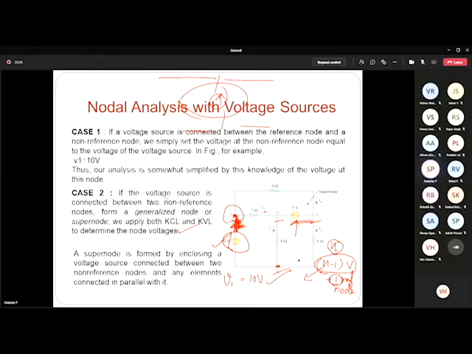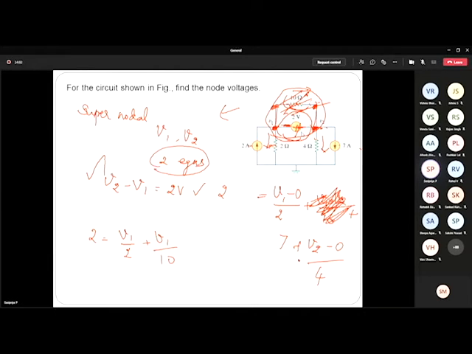The voltage sources connected between the two non-reference nodes form a generalized node. We apply both KCL and KVL, enclosing the voltage source connected between two nodes and any elements connected in parallel with it. So the super node is formed by enclosing a voltage source between the two non-reference nodes and any element connected in parallel with it. If I have a resistance here, then this is a super node, and I can just ignore this. That is the situation here, and that's why I took this question.